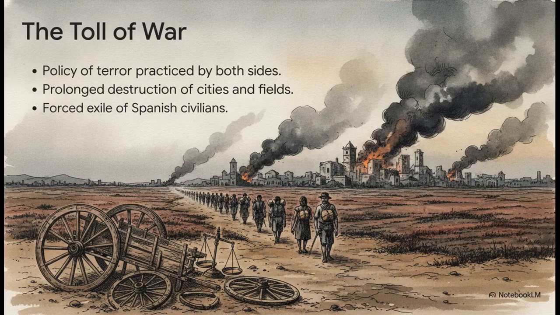And this brilliantly illustrates how the devastation went way beyond just battlefield casualties. Both sides practiced policies of terror. The war dragged on for decades, resulting in the prolonged destruction of major cities and agricultural fields. This led to a complete paralysis of trade, a total loss of capital, and widespread famine. On top of that, the conflict resulted in the forced exile and eventually the legal expulsion of massive numbers of Spanish civilians, which permanently altered the social fabric of the entire continent.